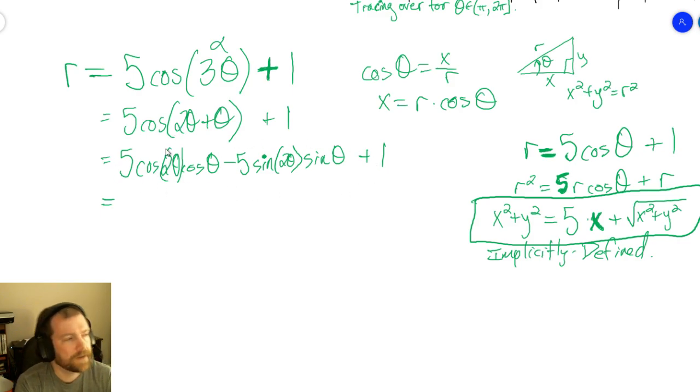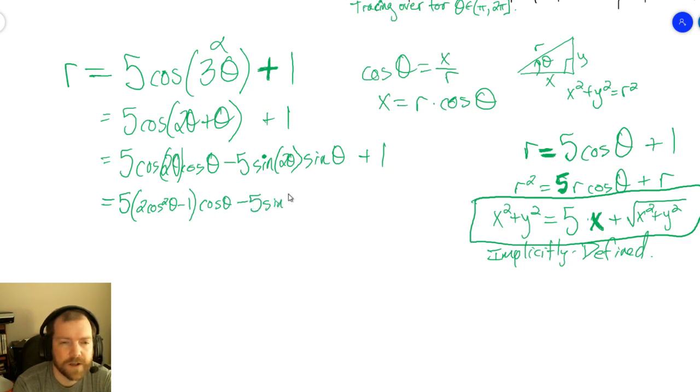Over here, yeah, this is going to be fun. So this is going to be 5 times 2 cosine squared theta minus 1, which is going to be the replacement for the cosine of 2 theta, times the cosine of theta. And I think we got too many here. Oh well. Minus 5. This is going to be the sine of theta times the cosine of theta times 2 times the sine of theta plus 1 is equal to r.